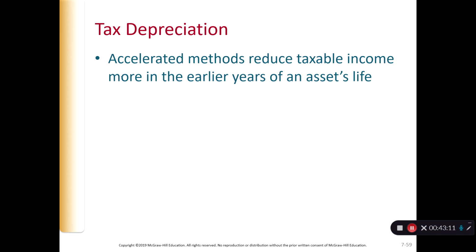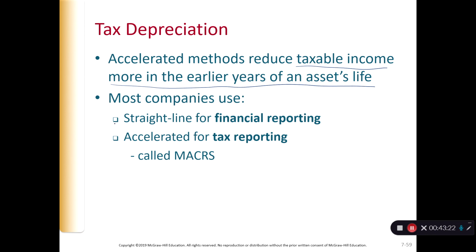Okay, to elaborate on it a little bit more: accelerated methods reduce taxable income more in the earlier years of the asset life. Hence, most companies try to take advantage of this. First of all, they use a straight line method for financial reporting purposes, and then they use the accelerated way for tax purposes. We call this MACRS, right? So as a result, the company uses straight line for financial reporting, and the Internal Revenue Service prescribes the accelerated method for income tax purposes.